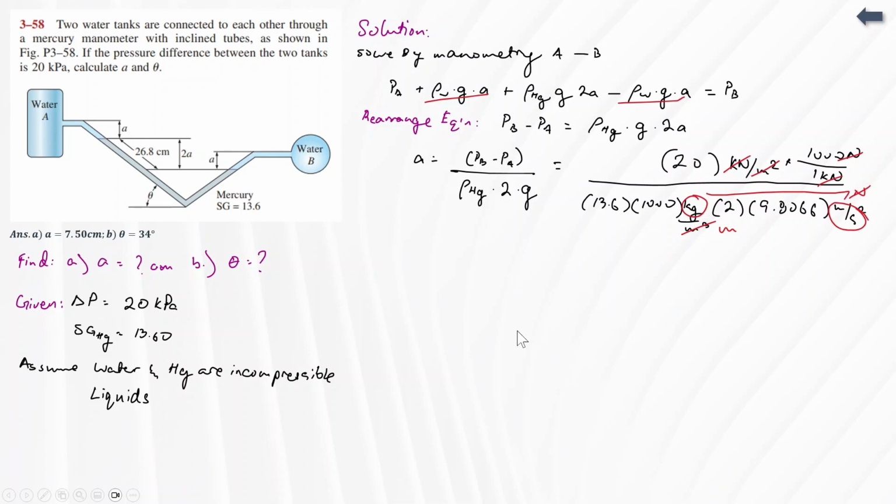And the answer is... Okay, it's that. There we go. So it's gonna be 0.07498 meters or 7.50 centimeters. Pero how do we know yung angle?